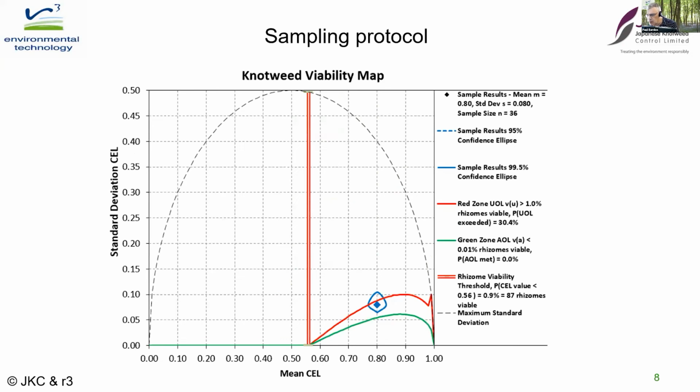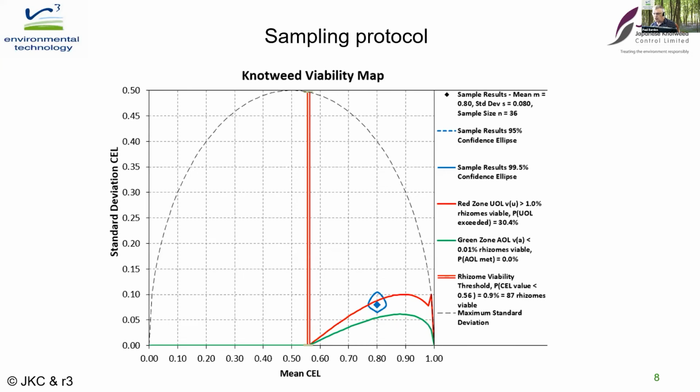This is just to show you a little bit about the viability test that we have. This is a sampling protocol. It's based on a statistical distribution of the data that we've got from our viability tests so far. And what I want to draw your attention to is the little blue blob in the bottom right quadrant of this graph. So we have worked with a statistician to work out how we can deploy this viability test to be able to understand if sites have viable rhizomes left in them after treatment.